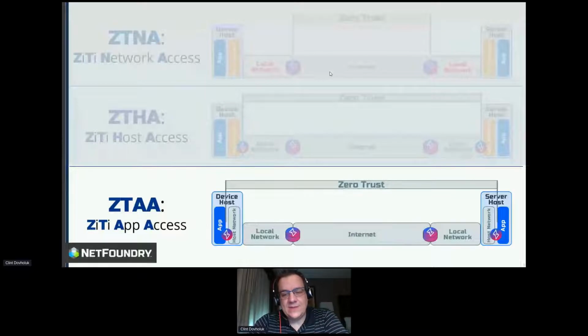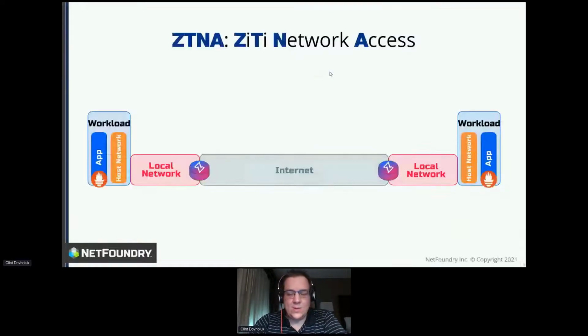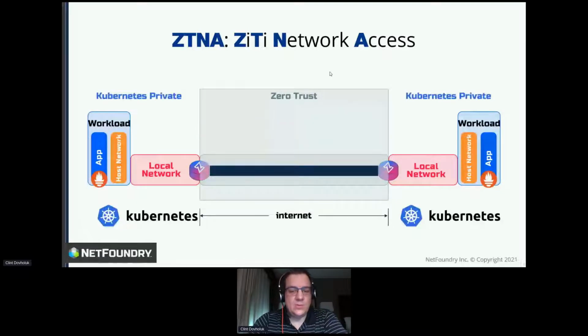If I could have an SDK that goes into my app on one side, and UCIC device host and server host, and it goes into an app on the other side, then I have zero trust all the way between one app on the left to the one app on the right. And so that's what we're going to talk about. Zero trust networking access, this is where you normally would start, right?